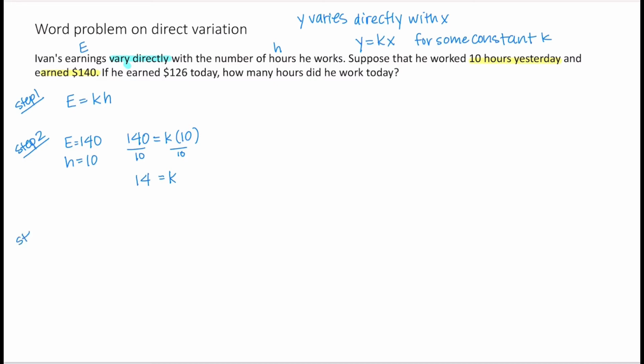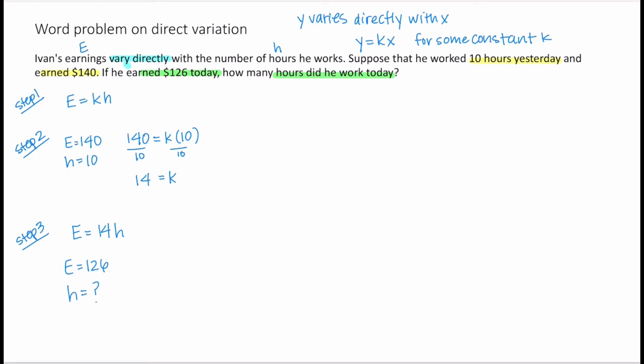Now, that k equals 14 will be a constant that appears in our equation. So step 3, we can write that equation. His earnings are always 14 times the number of hours that he works. What that is kind of saying is that 14 is his hourly rate. He's earning $14 per hour. All right, so let's look at the next part of our problem. It asks, if he earns $126 today, how many hours did he work today? So if E is 126, how many hours did he work?